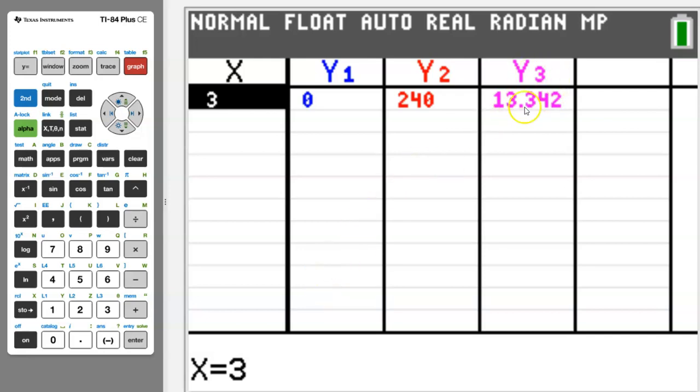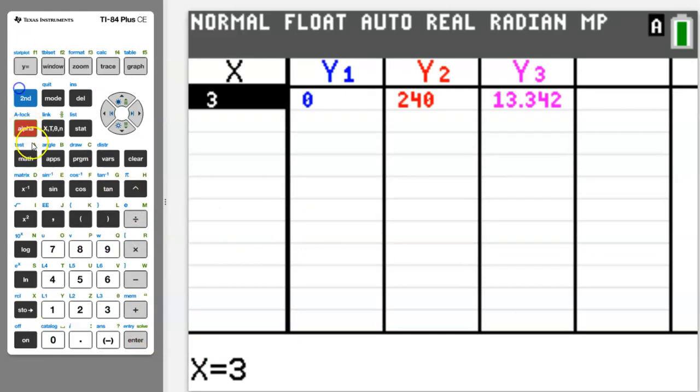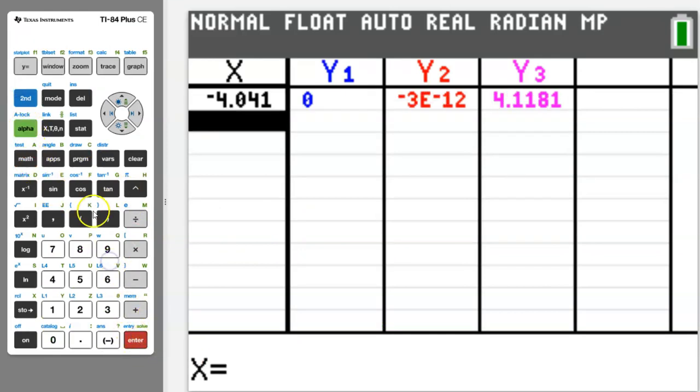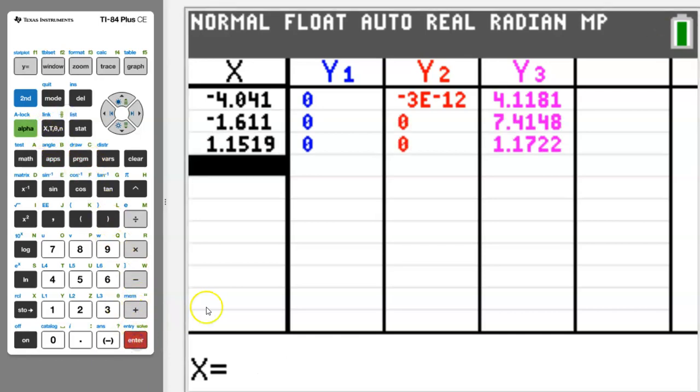We want to evaluate that distance at the three critical values, these three values right here. Remember that we have these stored in as A, B, and C. So we can simply type alpha A, alpha B, and alpha C. So these are the three distances that correspond to these three critical values.